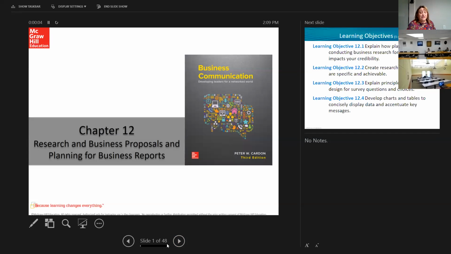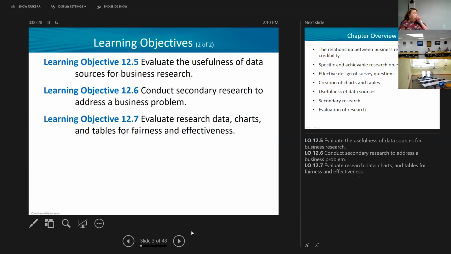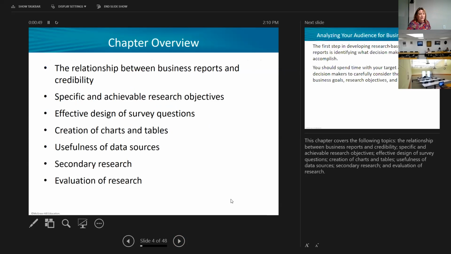All right. So some of the things we're going to be looking at in this chapter, we're going to tie things back to credibility again. We'll talk about how to create research objectives, how we might actually design our research in the form of surveys, how we can use charts and tables to make our presentations more effective, evaluate the usefulness of our data. We'll talk about actually conducting secondary research, and we'll define that in a minute there. And then evaluating it for fairness and effectiveness, just like we do all of our other communications we have. So your chapter overview just pretty much covers those objectives there.